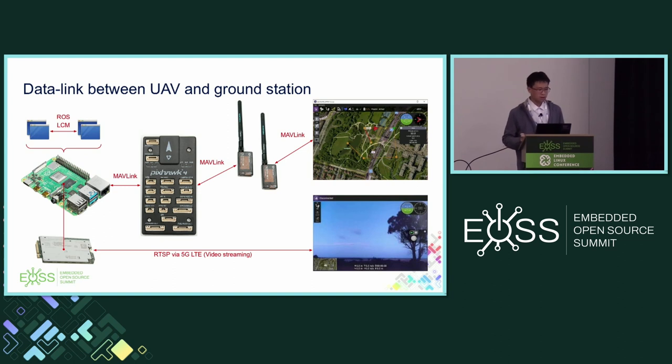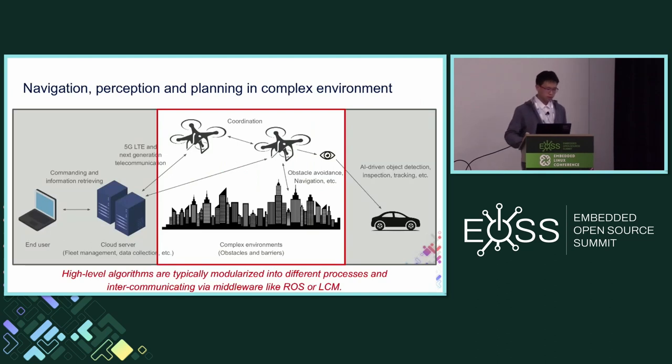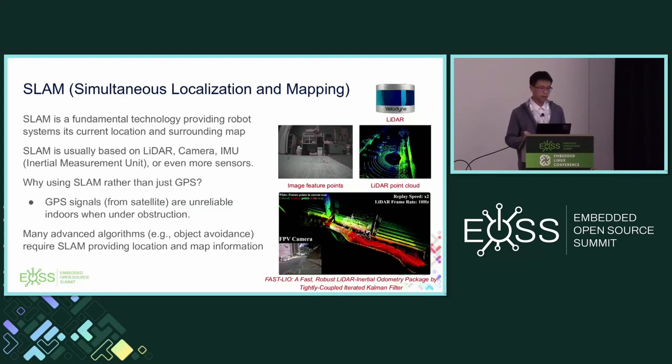Since the high-level tasks are usually modularized into different processes or programs, for them to intercommunicate by themselves, we may choose ROS or LCM. So as we just discussed, high-level missions like navigation, perception, and planning are typically modularized into different packages and different processes. We want to consider the right scenario to use ROS or LCM, and we will talk about this a little bit later. Now I would like to show some applications of these high-level algorithms.